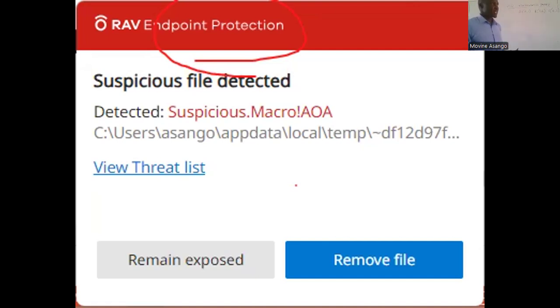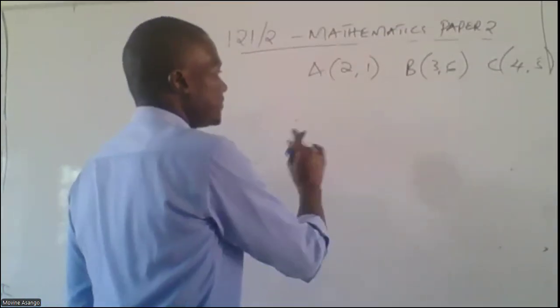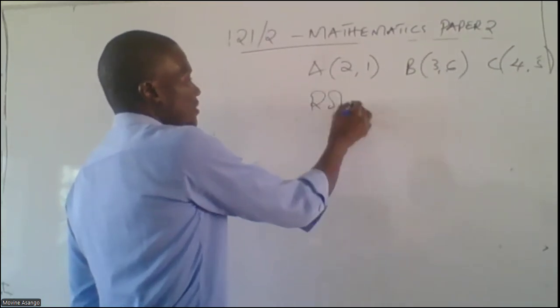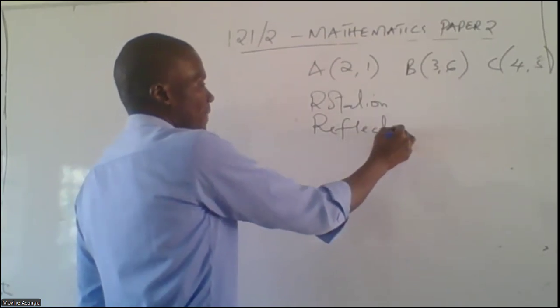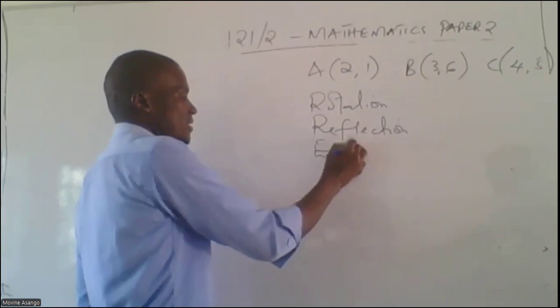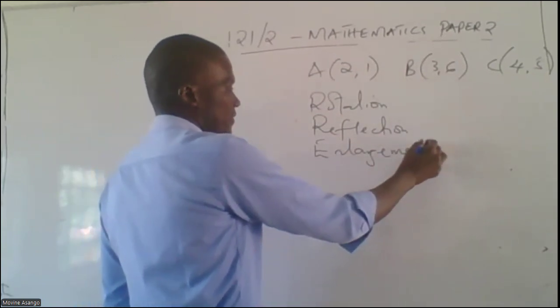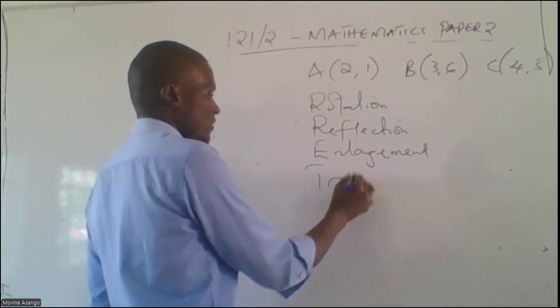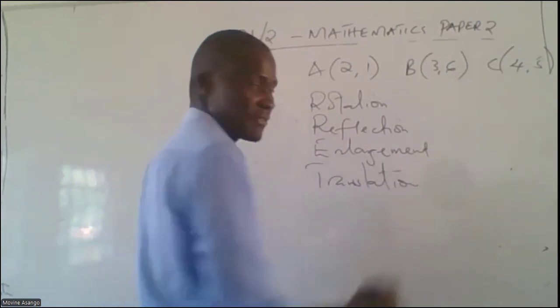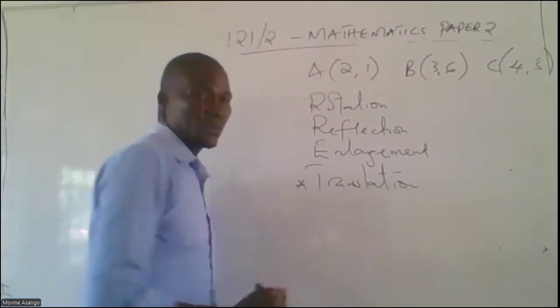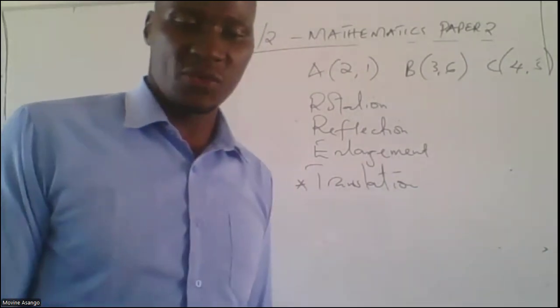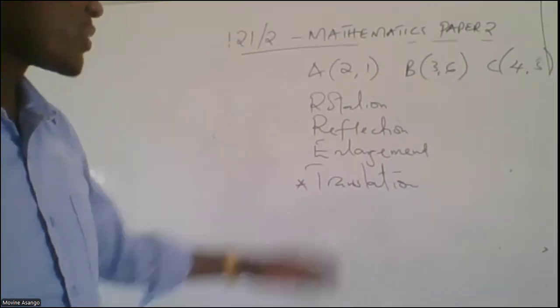In Form 2, we have transformations which we are doing, but we are not doing them with matrices. Let's take an example. We have rotation. We have reflection. We have enlargement. Then we have translation. Those are the transformations that we deal with in Form 2. But in matrices, we don't deal with the translation. Translation is just a vector, and therefore, we don't deal with it when you're talking about matrices and transformation.